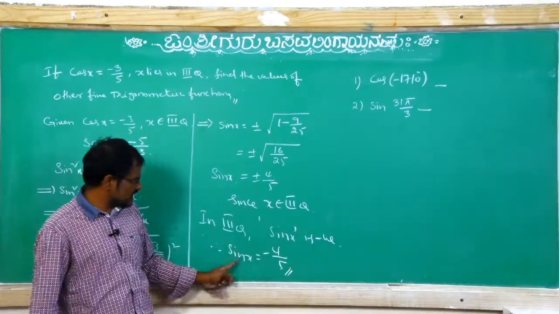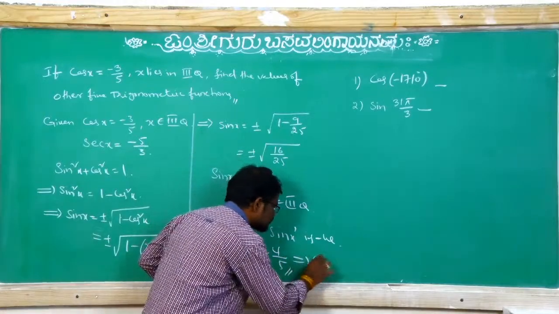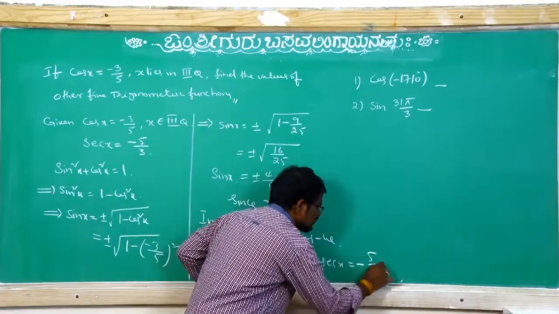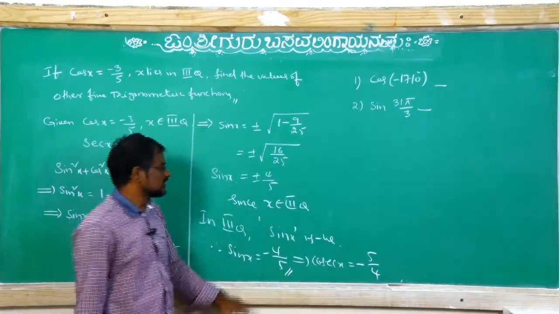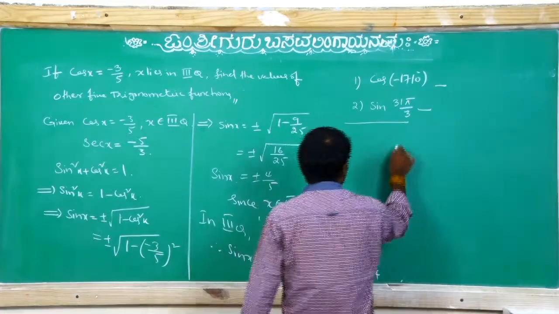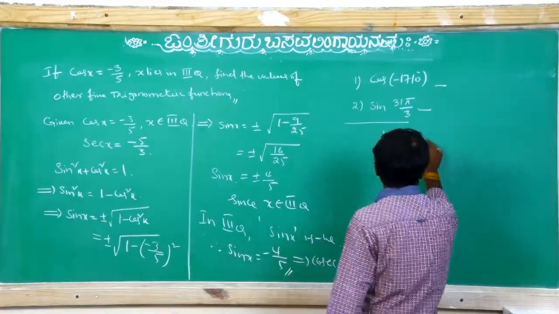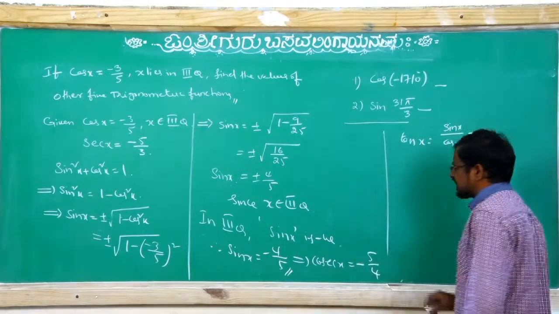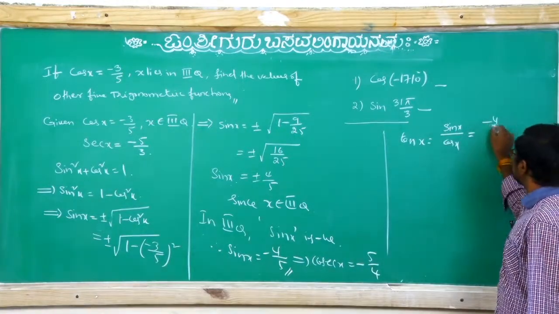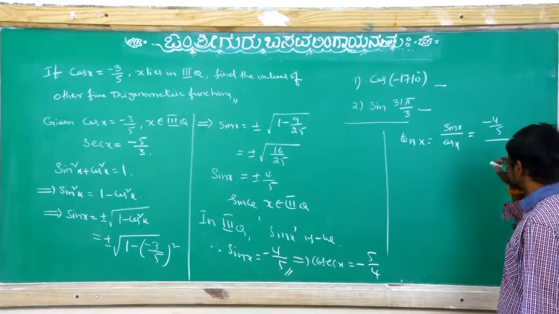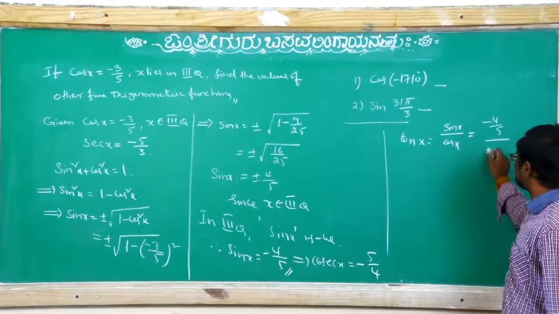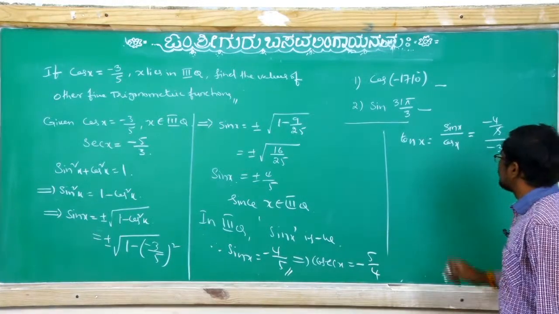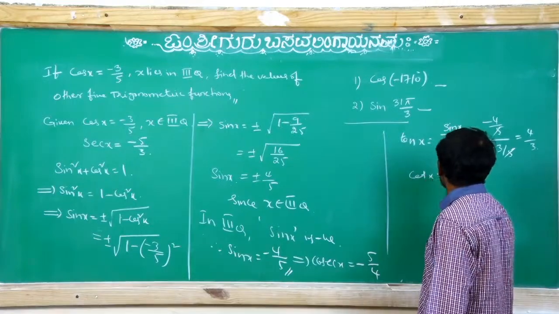Minus. So sin x equals minus 4 by 5 means what about the cosecant x? Reciprocal of that one, minus 5 by 4. Next one what we have to find? Tan. Tan x equals sin x by cos x. Now sin x is minus 4 by 5, cos x is minus 3 by 5. So 5 and minus also get cancelled, that is equal to 4 by 3. Next cot x is 3 by 4.